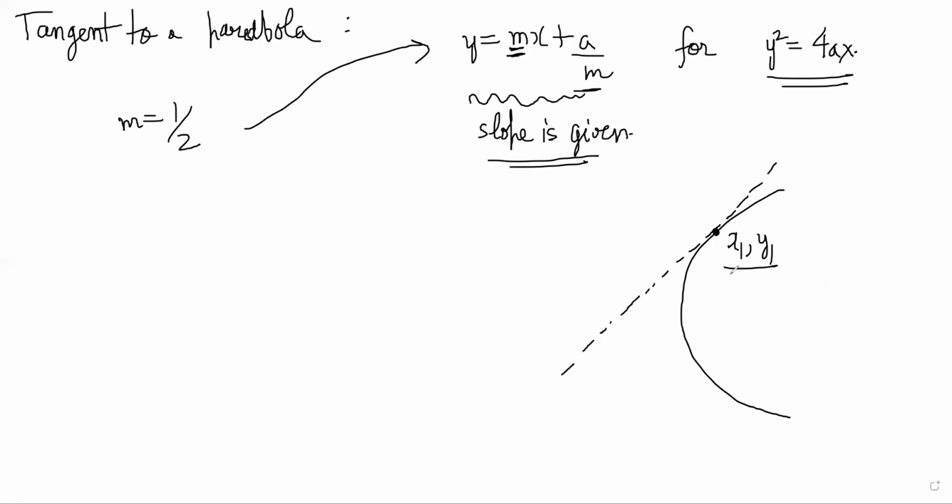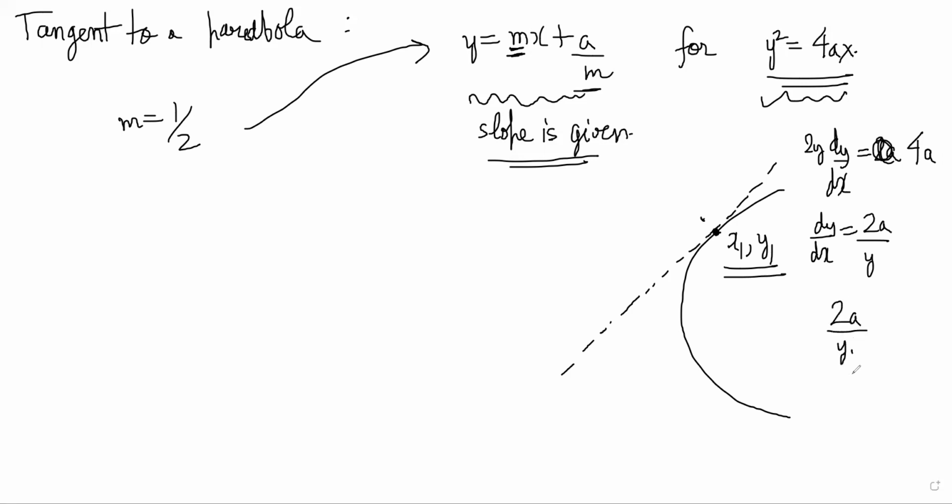then we don't know the slope of this tangent. We want the equation of the tangent at a particular point. So we need to find the slope of the tangent to the parabola at x1, y1. The easiest way of finding the slope is to differentiate the curve. 2y dy by dx is equal to 4a, and dy by dx will come out to be 2a by y. So at this point, the slope is 2a by y1.